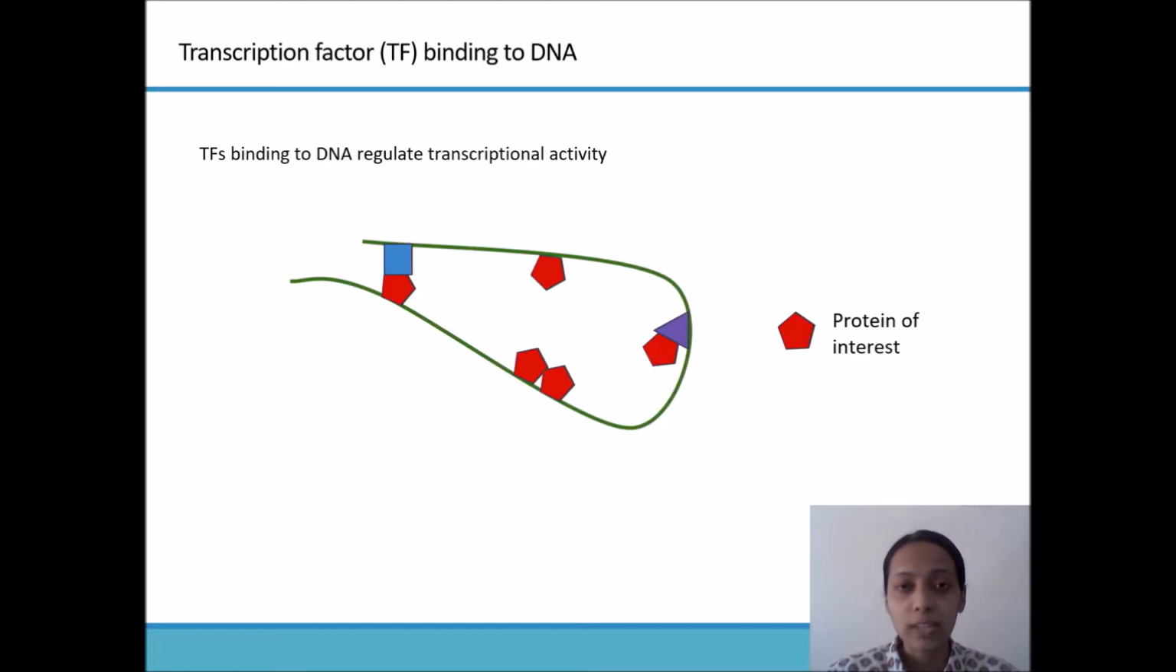We know transcription factors bind to the DNA to influence transcriptional regulation. They may be binding directly to the DNA or as part of complexes with other proteins. Identifying these genomic binding sites is crucial to understand their roles in gene regulation. One of the most common methods to identify the protein binding sites is chromatin immunoprecipitation.